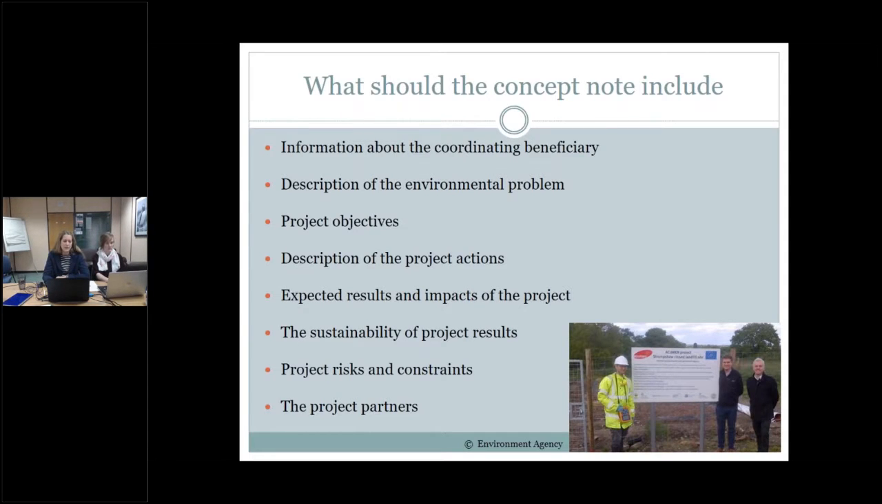So what should you include in the concept note? You should include information about the coordinating beneficiary. You need to include a description of the environmental problem targeted in case of the environment and resource efficiency, and governance and information projects. For nature and biodiversity projects, you need to include a description of species, habitats, or biodiversity issues targeted by your project. You further need to include your project objectives, the project actions, expected results, and impacts of your project, the sustainability of the project results, the risks and constraints, as well as your project partners.